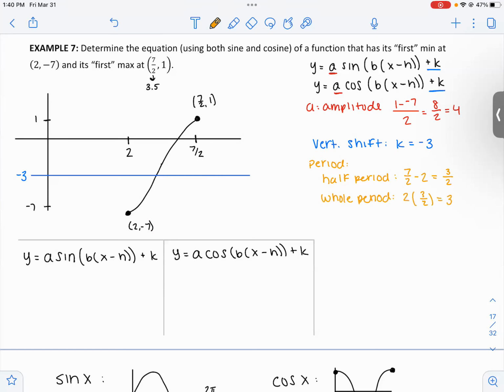Why does that help us? Well, our period is determined based on B. So if we know our period, we could find B. And if we know B, we've found the period many times. So we can set up that equation where period equals 2 pi over B. And we can use this little equation in order to figure out what B itself is. So in this case, I know that 3 equals 2 pi over B. Solving this math out, we find that B will be 2 pi over 3.